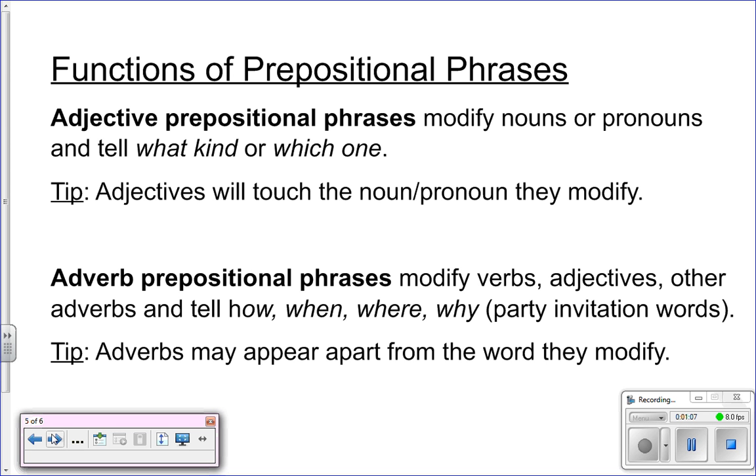The other category of prepositional phrases are adverbs, and just like any adverb, they modify verbs, adjectives, other adverbs, and they're going to tell us either how, when, where, or why. Think of these as party invitation words for adverbs: how, when, where, and why. Tip for adverbs: they may appear apart from the word that they modify. They don't have to touch the verb, adjective, or other adverb that they modify.